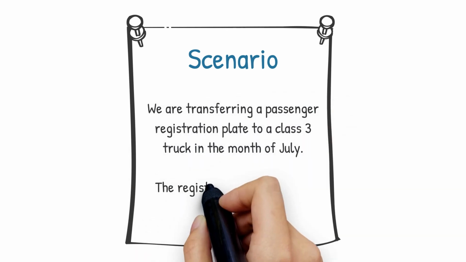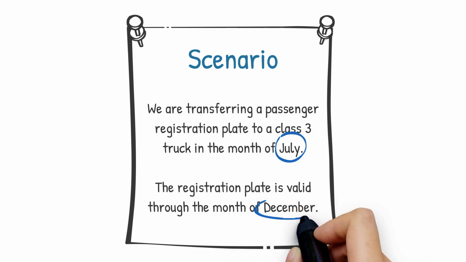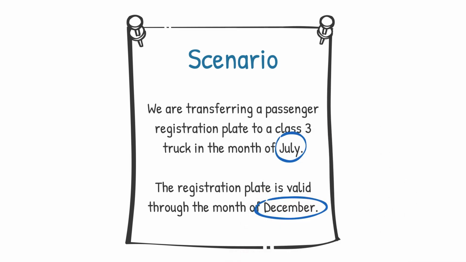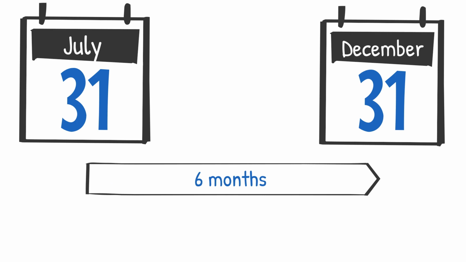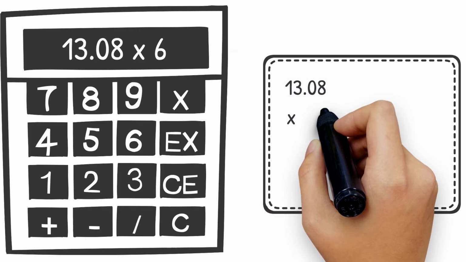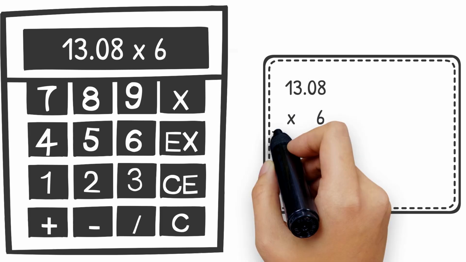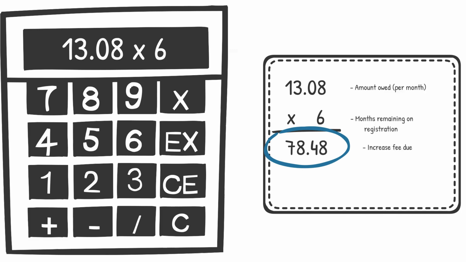The last step in our process is to figure out how many months are left on the registration. Remember, in our scenario, we are doing the transaction in the month of July, and the passenger plate is valid through the month of December. So, we need to figure out how many months are remaining on the registration. You always count the month you are in, even if it's the last day of the month. So July to December would be 6 months. We take the $13.08 and multiply that by 6, and we come up with $78.48. That's the increase fee due in this scenario.